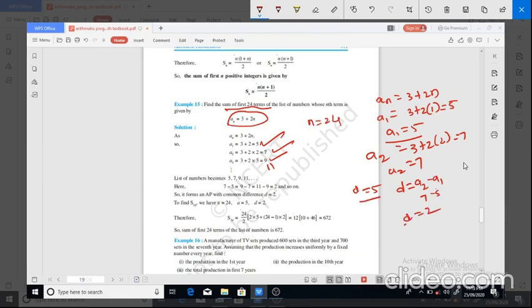You know a, d and n value. N value is 24. Okay. Using this, put the values of a, d and n in the given formula. We can easily get this answer. Okay. You calculate the answer on your own.